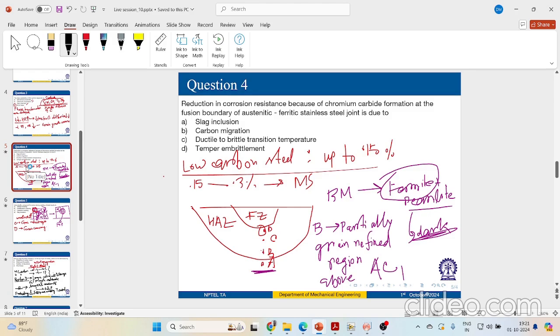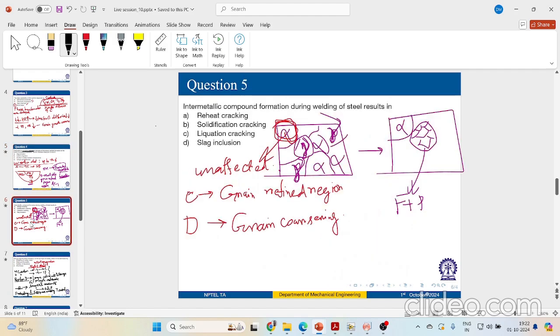In the fourth question, it states that if you're having reduction in corrosion resistance because of chromium carbide formation at the fusion boundary of an austenitic-ferritic steel joint. Okay, fine. I will come to that part on corrosion resistance because we have not discussed it till now. Let's go to question 5.